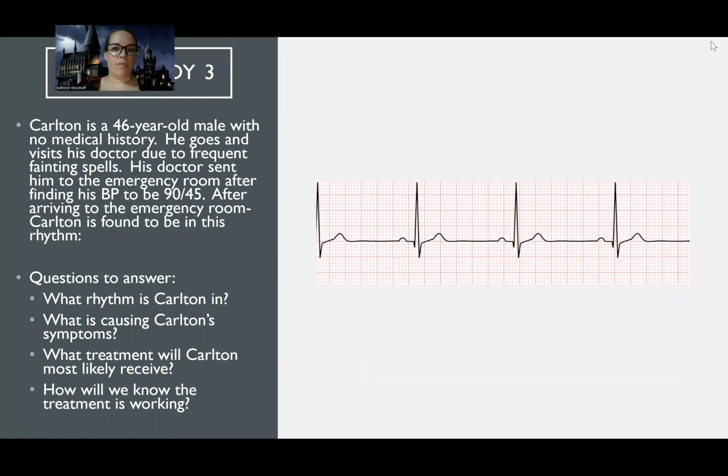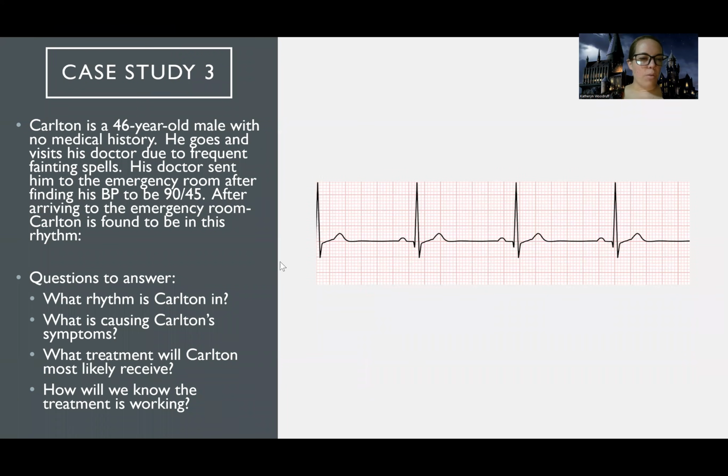So we got Carlton over here. I'm gonna move my face again. 46-year-old male, no medical history. Doesn't visit the doctor due to frequent fainting spells. His doctor sent him to the emergency room, found his blood pressure to be low at 90/45. He's found to be in this rhythm.